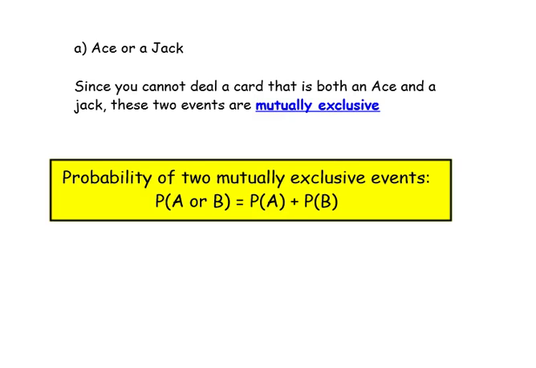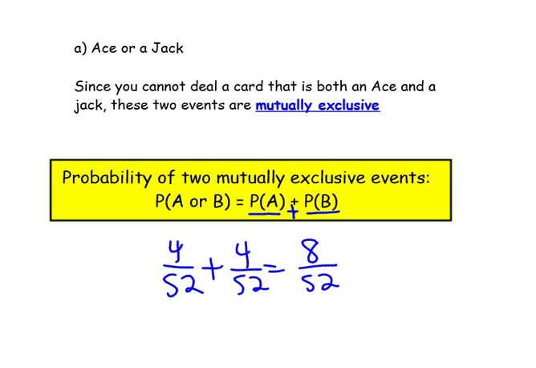Let's look at that first one that we did, the probability of drawing an ace or a jack. Since you can't deal a card that is both an ace and a jack at the same time, these two events are what we call mutually exclusive. To find the probability of two mutually exclusive events, you find the probability of A and the probability of B, and then you add them together. So the probability of drawing an ace was 4 out of 52. The probability of drawing a jack was 4 out of 52. And when we added them together, we got our probability 8 out of 52.